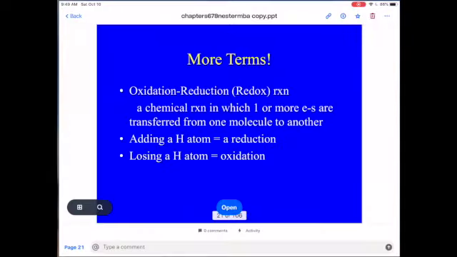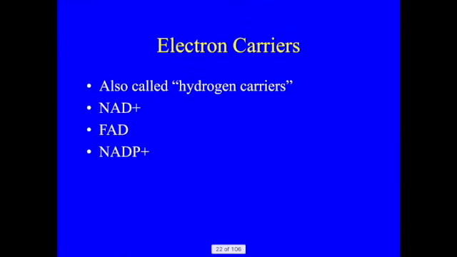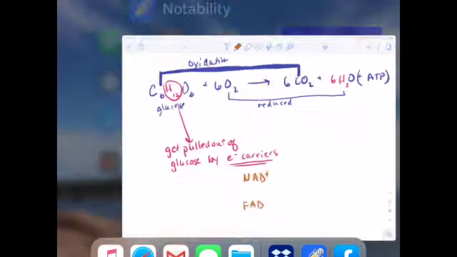Let's just quickly relate this to electron carriers. I also call them hydrogen carriers, so let's take a look at why. Oh, and FYI, NAD+ and FAD are the ones we're talking about. NADP+ down here is not for cellular respiration; the pentose phosphate pathway and also photosynthesis use NADP+ as an electron carrier.